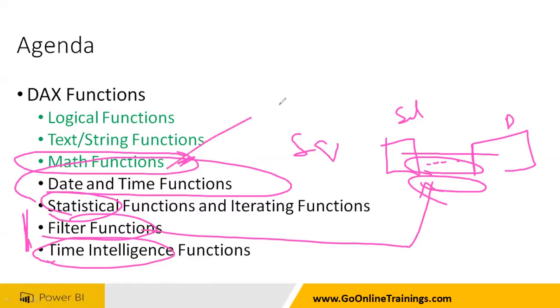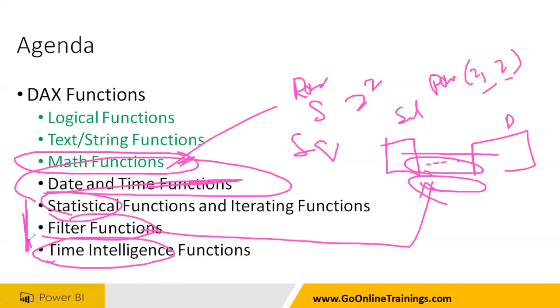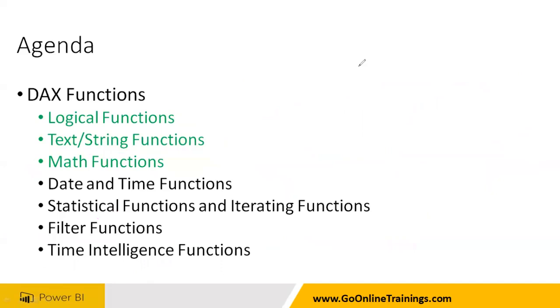Mathematical functions are very simple. How do you perform a rounding operation? Square root, 2 to the power of 2: you can say POWER(2, 2), so 2 to the power of 2. Very, very simple things. You complete that, and the remaining things, date and time, are also over. We'll go ahead and complete. Compulsorily, you will get a lot of questions from the dim date table.